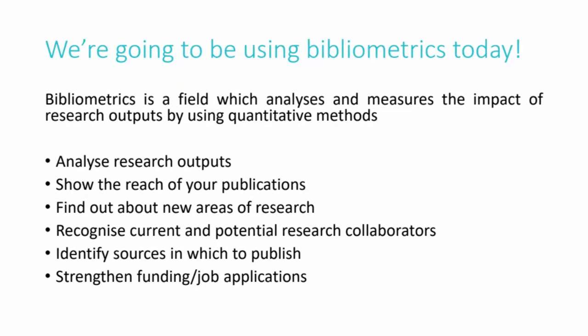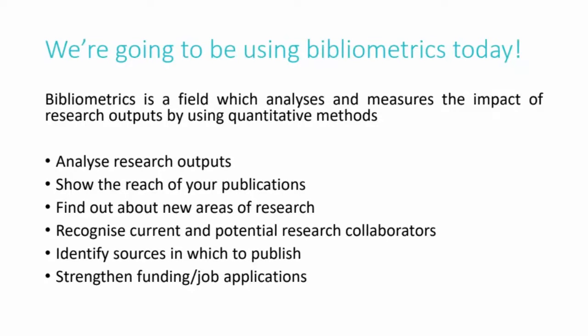You may or may not have heard of bibliometrics, but this is what we're going to be doing. Bibliometrics is a field of study which analyses and measures the impact of research outputs, and it uses quantitative methods. A lot of the time you may hear that bibliometrics is about how many times an author has been cited. It does use the citation numbers, but it allows us to do a lot more than just looking at how many times a piece of research has been cited. It allows us to look really deeply into those research outputs.